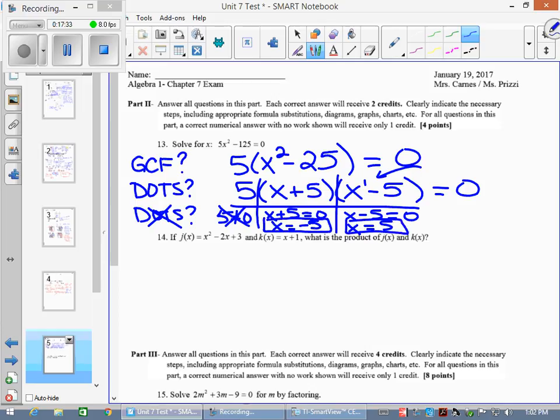Question 14 asked you to take j of x, which is a trinomial, and k of x, which is a binomial, and find their product. Again, product tells you to multiply.